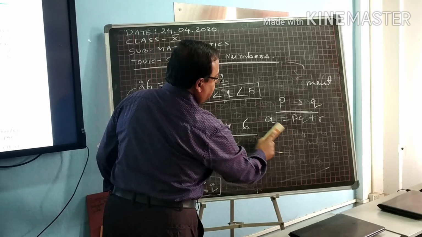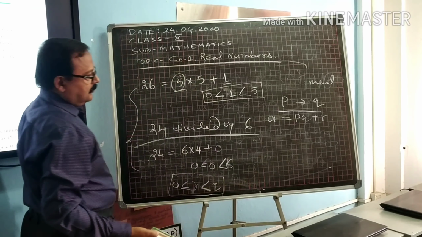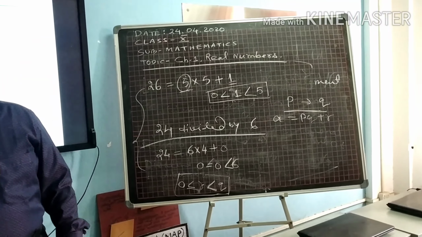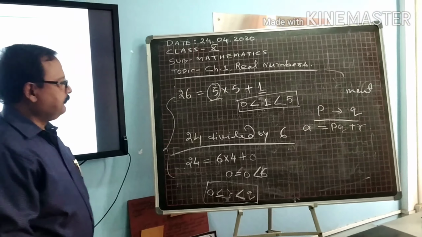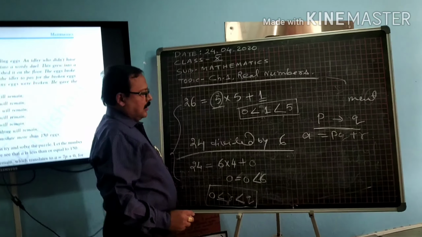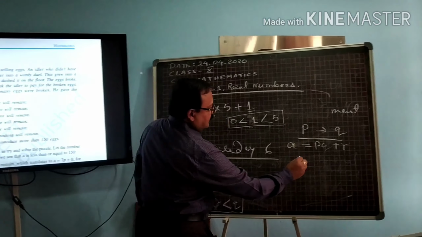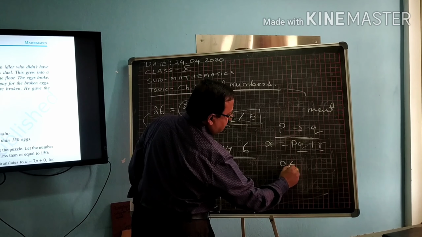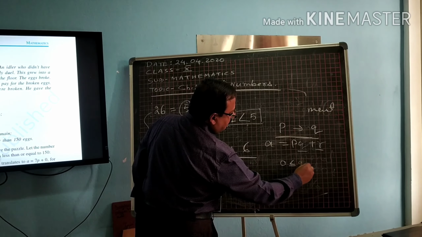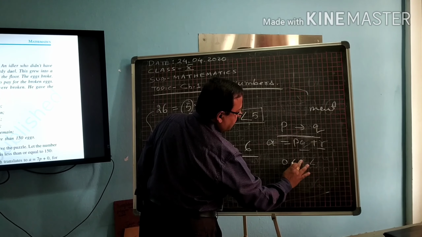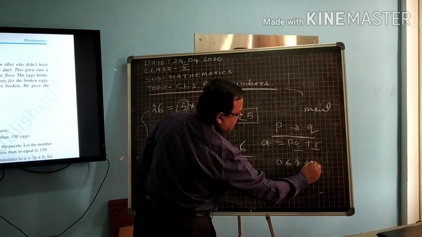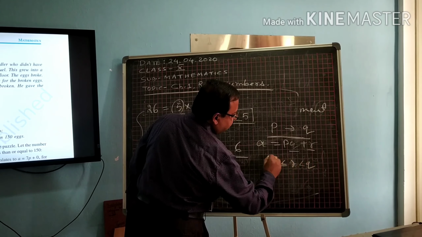Then here Q is the quotient, P is the divisor. Then your condition will be that 0 less than or equal to R less than Q.